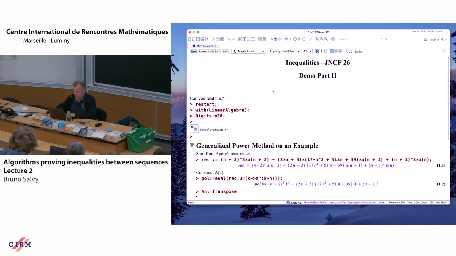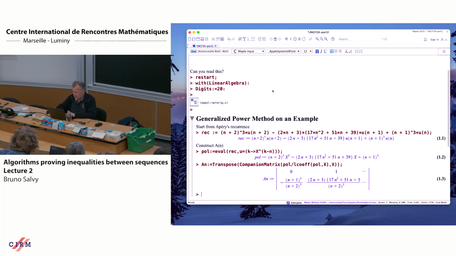It does it. I need to transpose it, and it wants the polynomial to be monic. So this is the matrix. Okay, so this is the matrix, and the limit matrix, maybe if you want to see it.